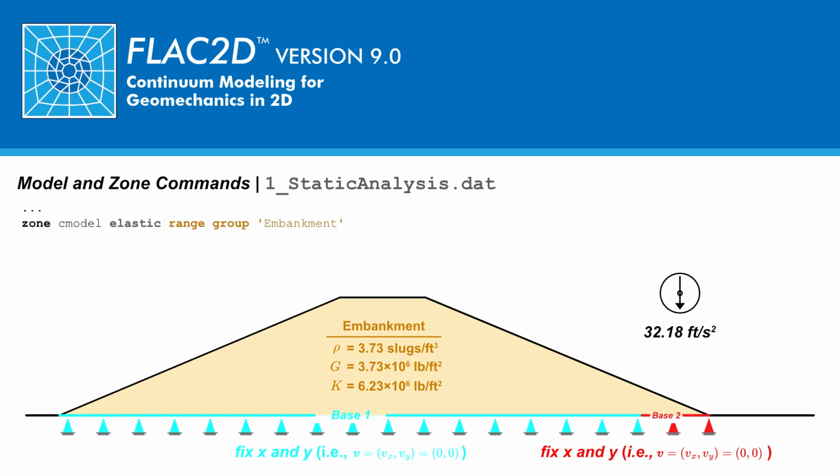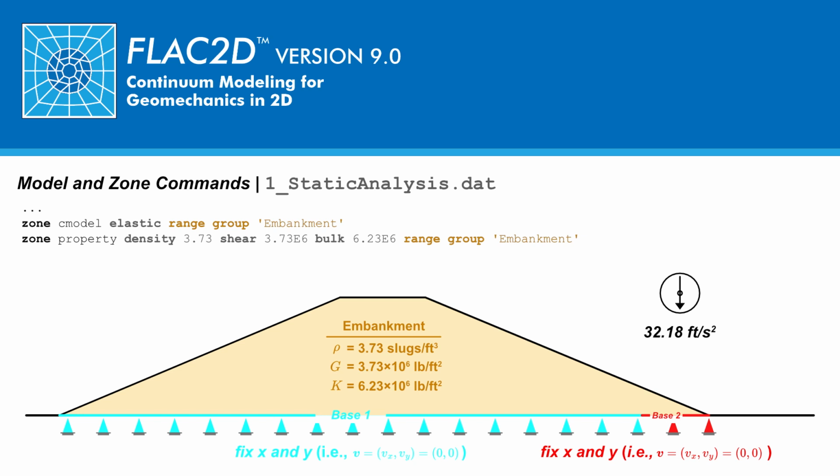We now specify the material properties for the embankment. The required properties are density, shear modulus, and bulk modulus, none of which were given directly in the problem statement, but which can be computed simply as follows. Mass density, 3.73 slugs per cubic foot. Shear modulus, 3.73 times 10 to the 6 pounds per square foot. Bulk modulus, 6.23 times 10 to the 6 pounds per square foot. The properties will now be specified to the zones with the command zone property density 3.73 shear 3.73e6 bulk 6.23e6 range group embankment. Next is assignment of the boundary conditions.